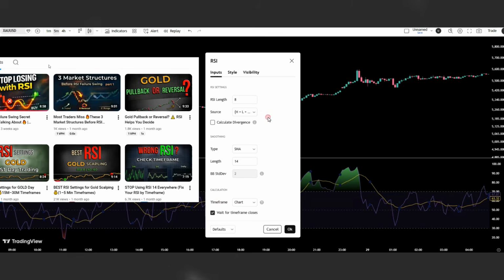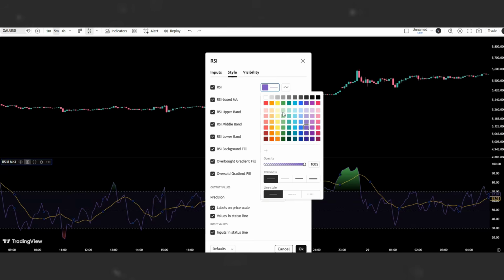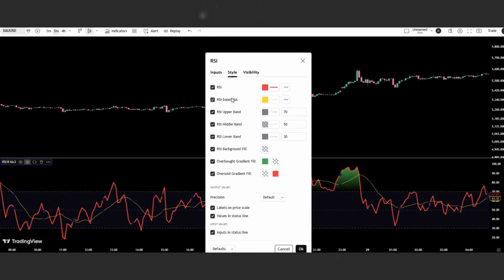The reason is fully explained in the video about RSI settings for gold scalping. If you haven't watched that video yet, I highly recommend you do. The link is in the description. Now go to the Style section. Change the color of the RSI line to make it more visible on the chart.